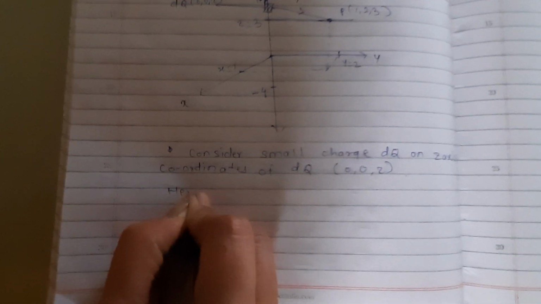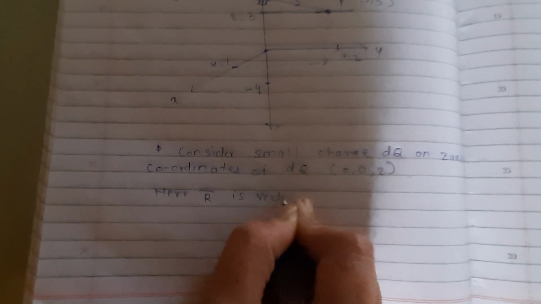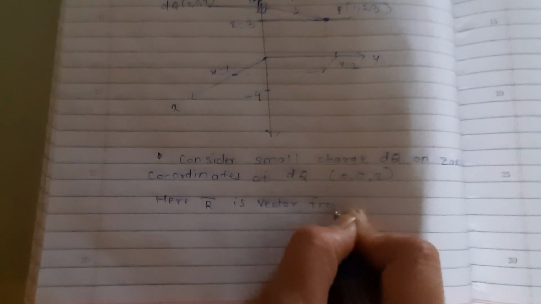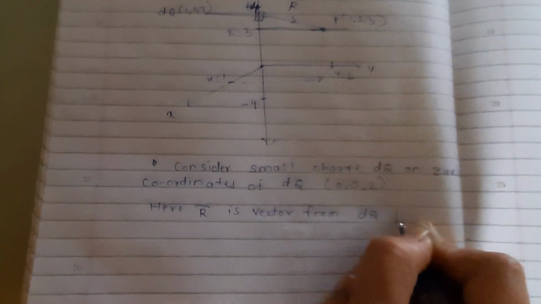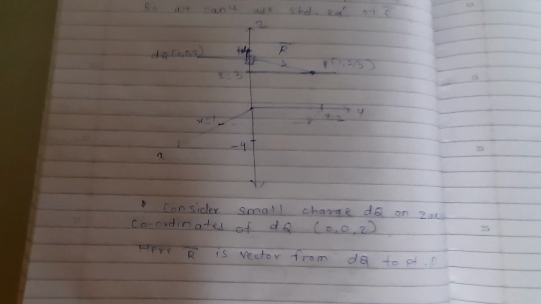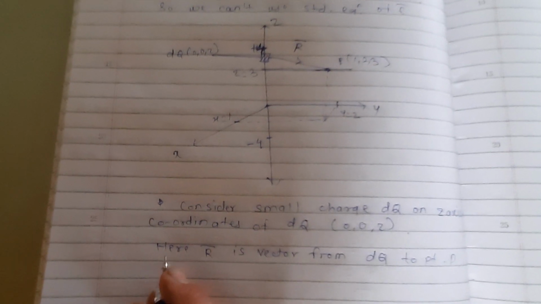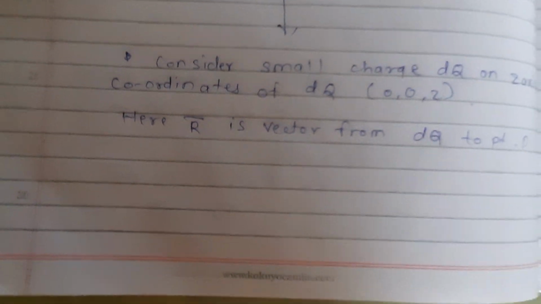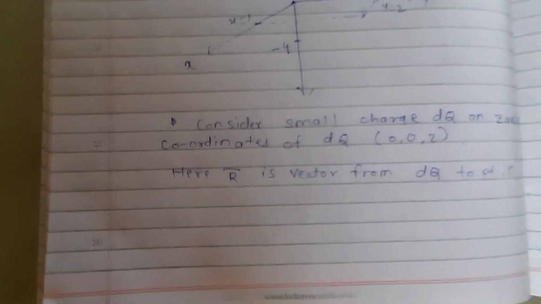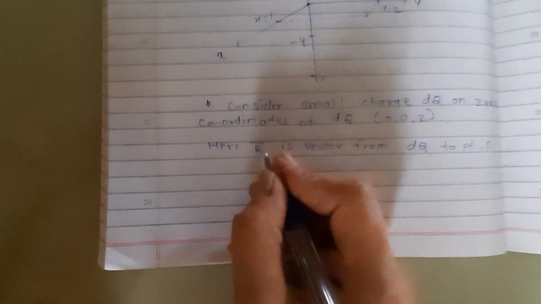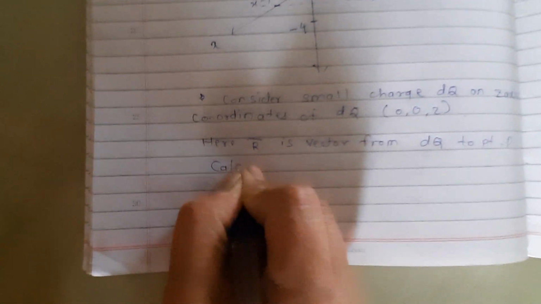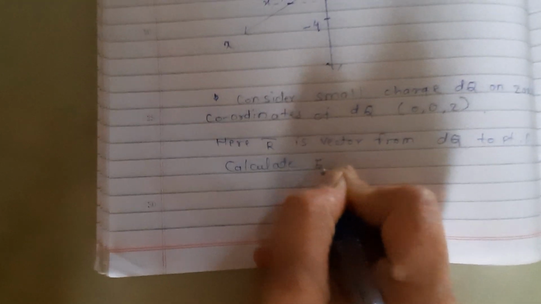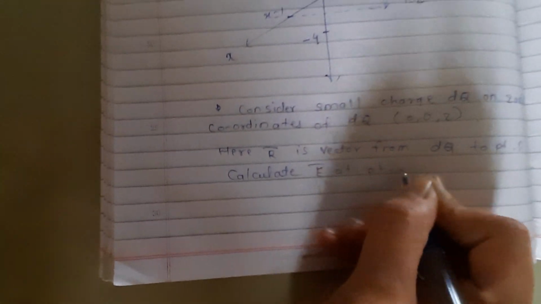Now here r bar, what is r bar? Here r bar is a vector from dq to point P. R bar is a vector from dq to point P. And we have to calculate E bar at point P.